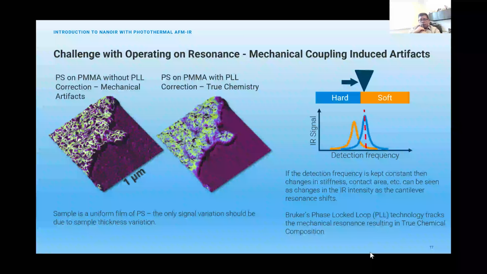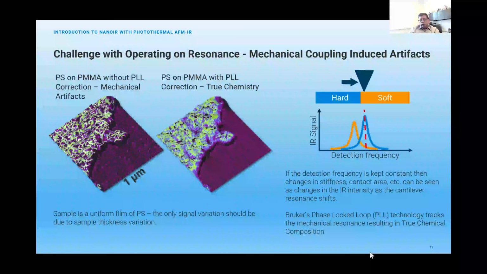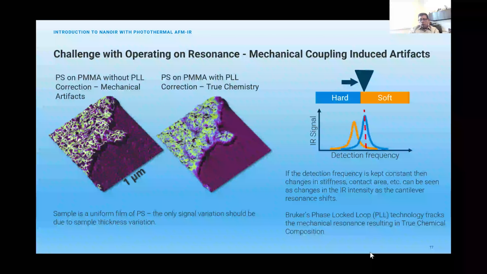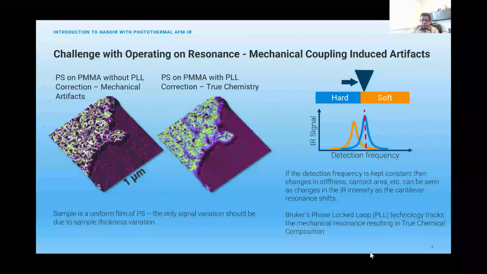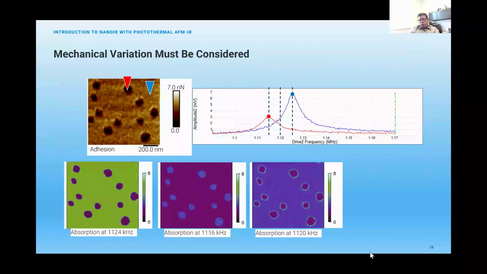But how do we know that we are measuring the true mechanical properties or true chemical properties, because the contrast degrades with time? So there's a phase lock loop on this system. It's integrated. What that means is it tries to track the resonance. If there is a shift in the frequency, it tries to put it back on track so you will not lose the contrast. So you will get the true chemical contrast, you get the true mechanical contrast. There is no degradation over a period of time if somebody is scanning continuously. So sometimes the mechanical variation also needs to be considered. So how do you separate those things?